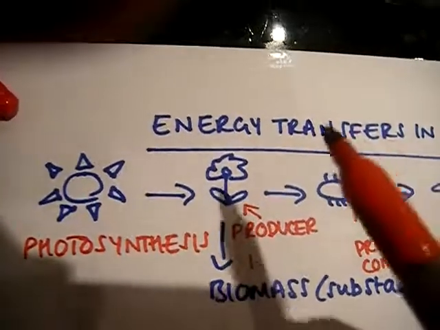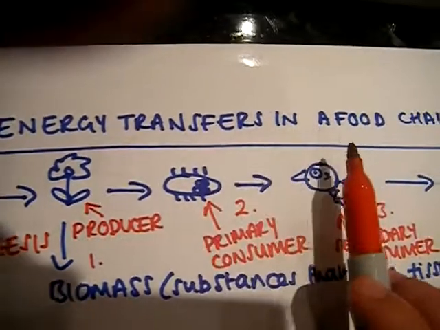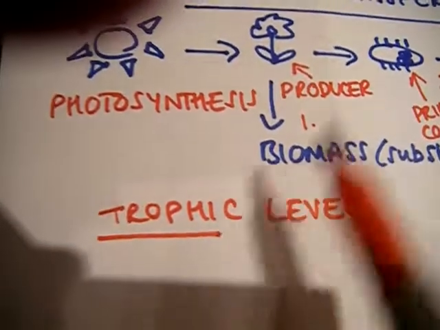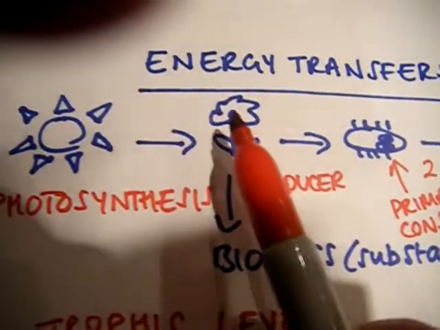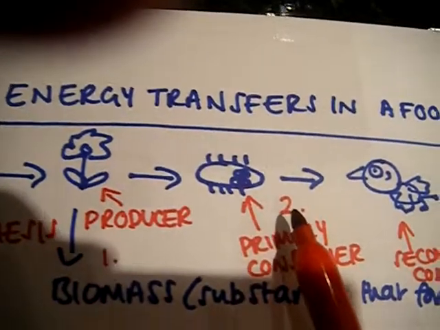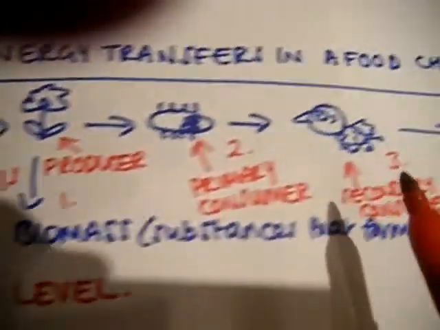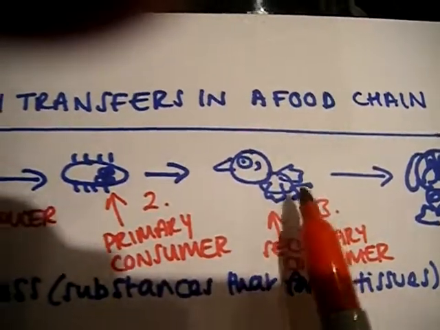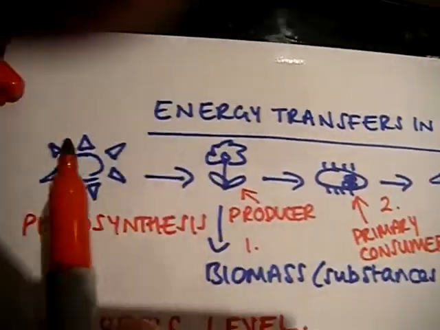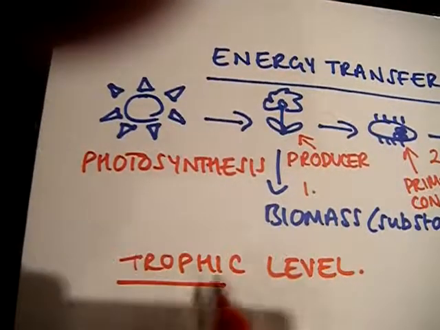So another posh word for each of these is a trophic level. The producer is the first trophic level. The primary consumers are the second trophic level, and this here, the secondary consumer, is the third trophic level. So we've got 1, 2, 3. The sun is not a trophic level because it doesn't eat anything, and that's what this word means.